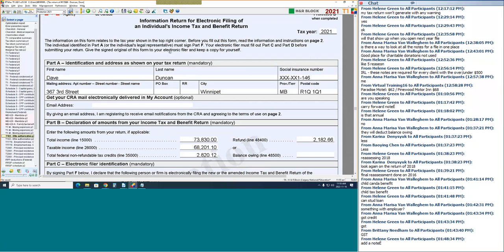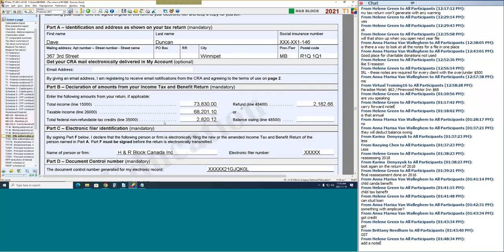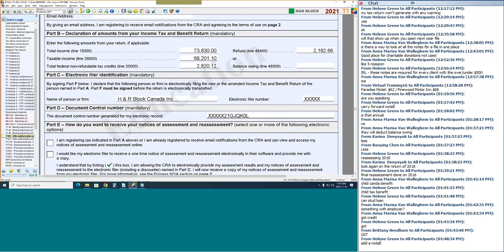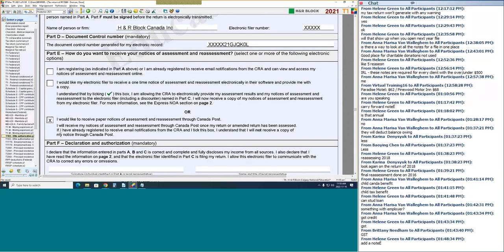T-183 looks like this. It's going to have Dave Duncan. I'm going to have to fix that city because I typed it wrong. It's going to have their refund line and their total and taxable income. It's going to have a couple summary things here. And then it's going to have B as the electronic filer, or H&R Block, with an e-file number. And then it's going to say, I want paper assessments unless I've signed up for online mail. If I've signed up for online mail, I'll have a tick box here.